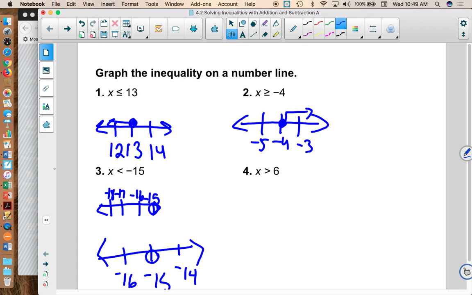And then which way's your arrow going to go? X has to be less than. Make that point right there. I know. All right, you got it. Popcorn out and pick somebody else.